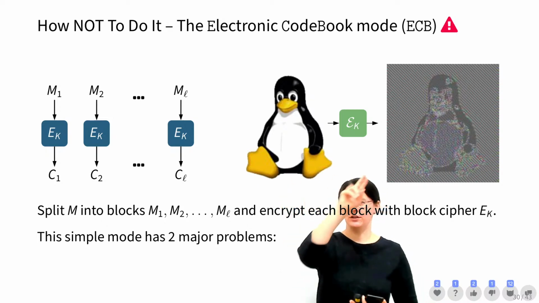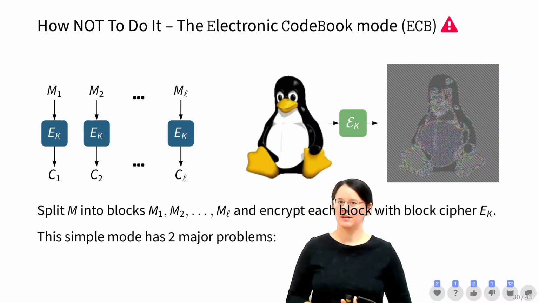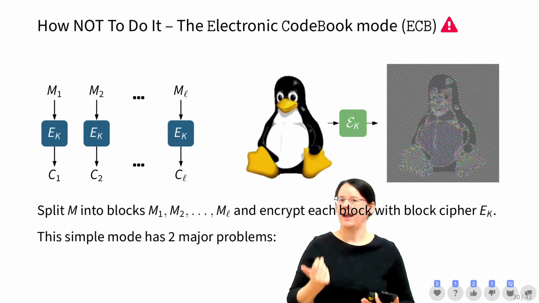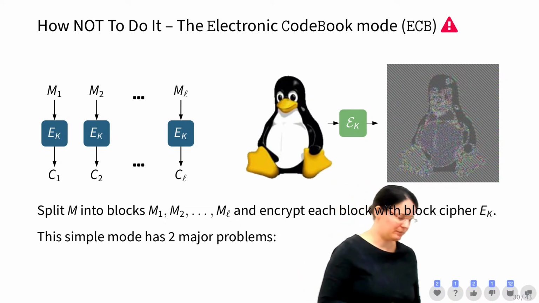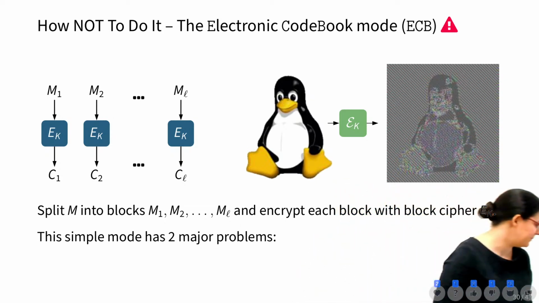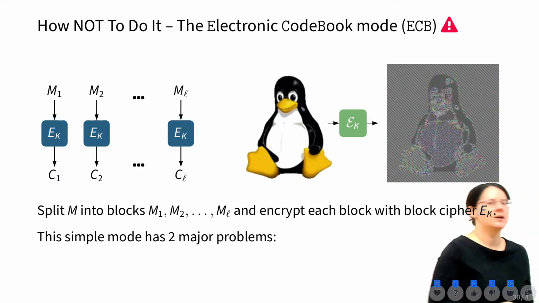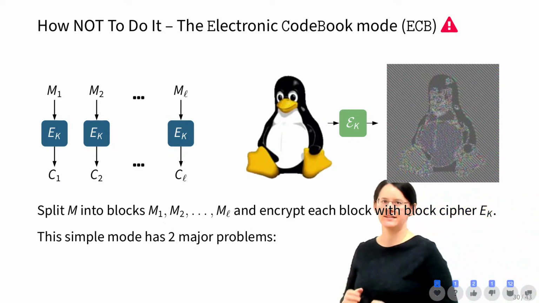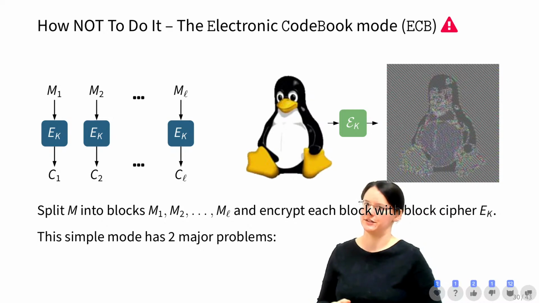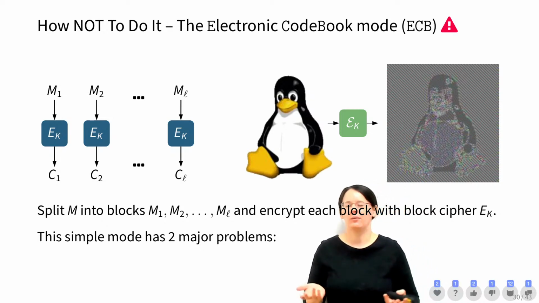Both the fact that individual blocks that are repeated are visible, that's what we see in the picture, and that completely repeated messages also look the same. So we obviously need to do something about that. We need to hide this kind of patterns or repetitions. And what can we do about it?